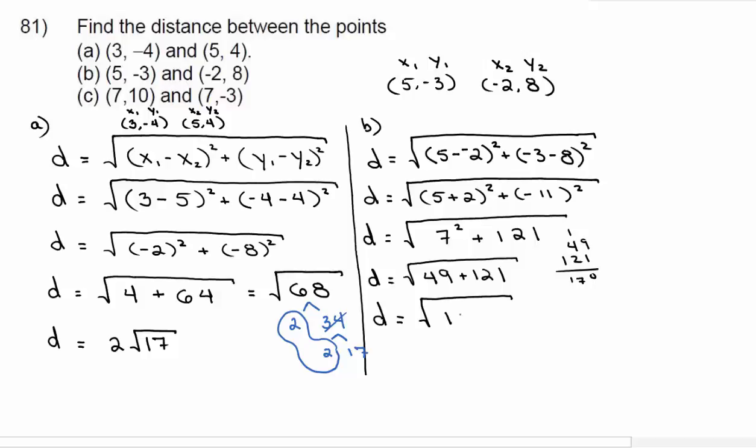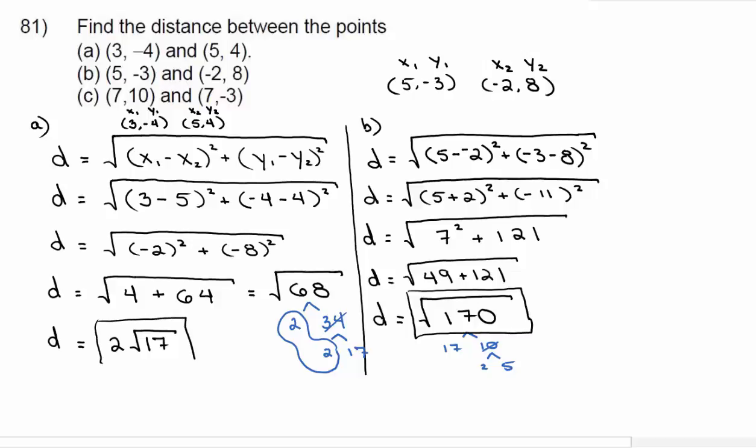Okay, so I got 170. Now let me factor out 170 just to make sure that there are no perfect squares inside 170. 170 is 17 times 10, and 10 is 2 times 5. The prime factorization of 170 is 2 times 5 times 17, and there are no perfect squares in there. Therefore, this is already simplified, so I'm just going to leave this as the square root of 170, or radical 170. I'm going to box in my answer.